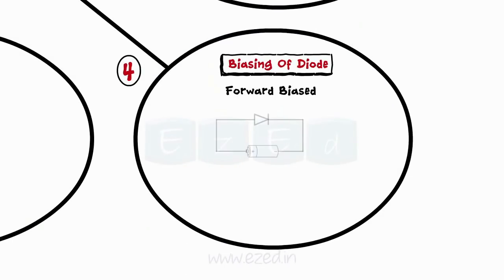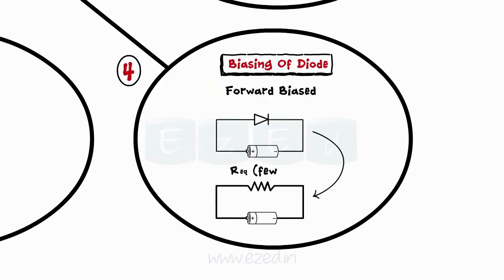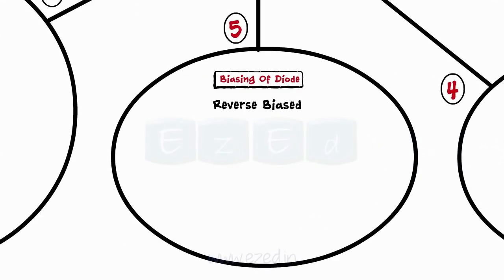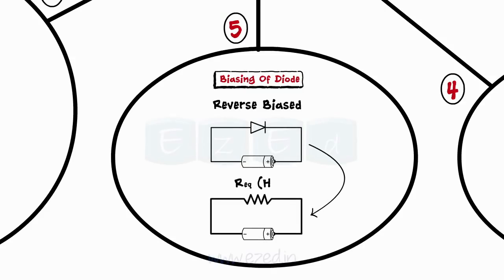When the diode is forward biased, its equivalent resistance decreases to a few ohms, and the diode allows the current to flow, hence it acts as a closed switch. When the diode is in reverse bias, its equivalent resistance attains a very high value of a few mega ohms, 10 raised to 6 ohms, and blocks the current, acting as an open switch.